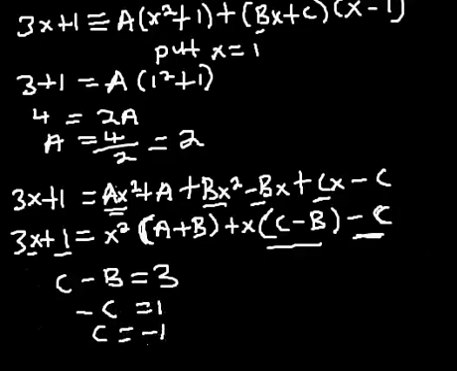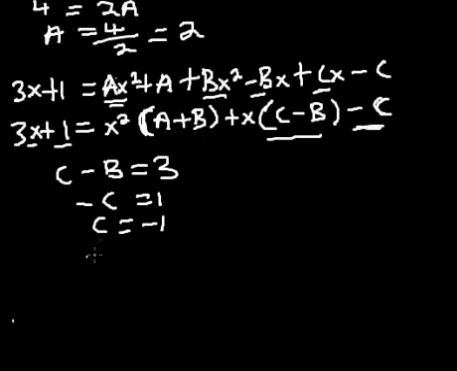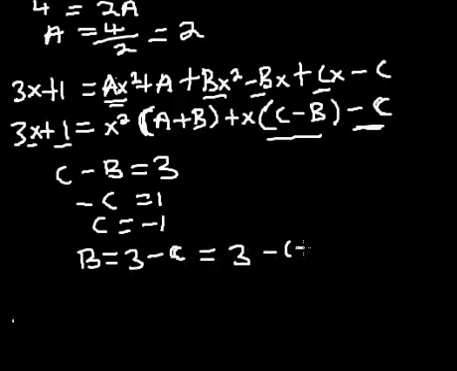So now it is easy for me to get my b. How do I do that? c is minus 1, right? From there we simply know directly b is equal to 3 minus c, so that's going to be 3 minus minus 1, which is going to be 3 plus 1, because minus minus is plus. 3 plus 1 is 4. So you see how I've gotten my c, I've gotten my b, I've gotten my a.